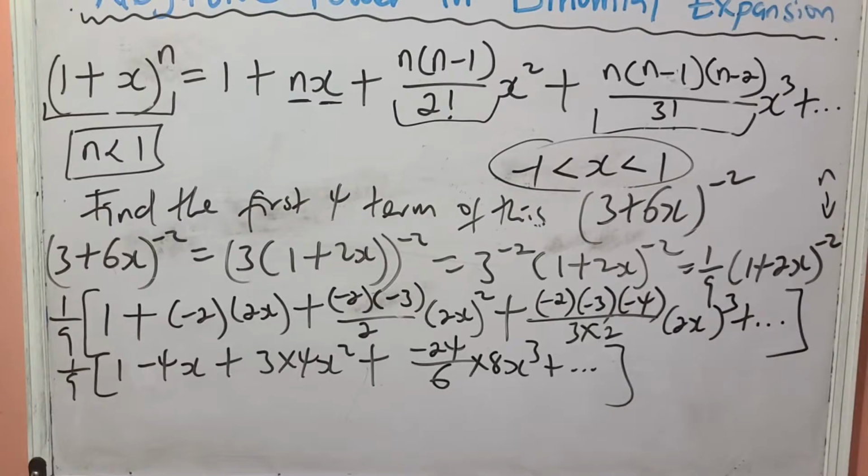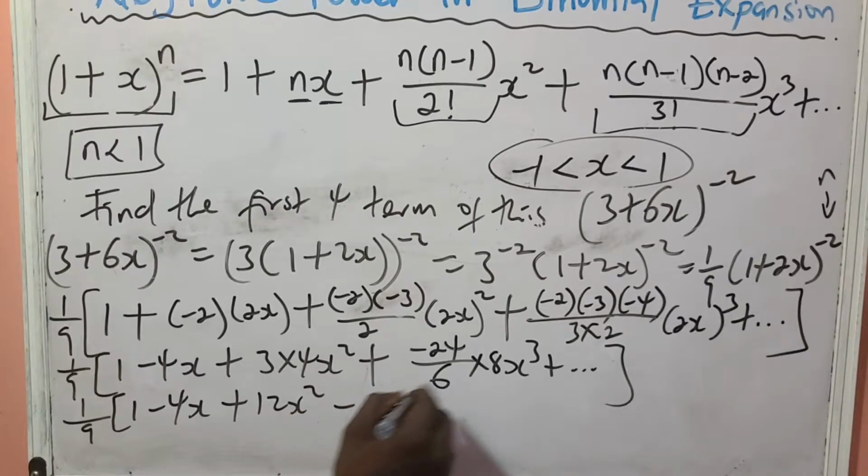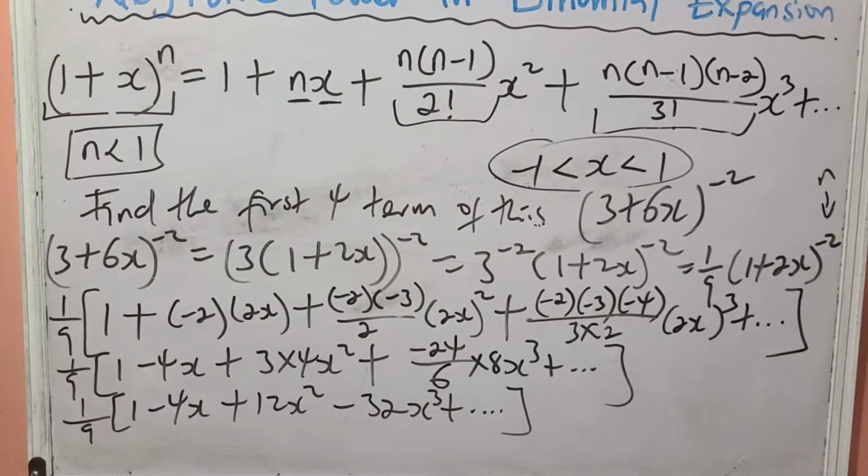So let's try and fix this up. 1 over 9, 1 minus 4x. This will be 12x squared. This is minus 4, then times 2, that will be minus 32 x raised to the power 3. Then we have, and so on and so forth. All right. So what are we doing next?